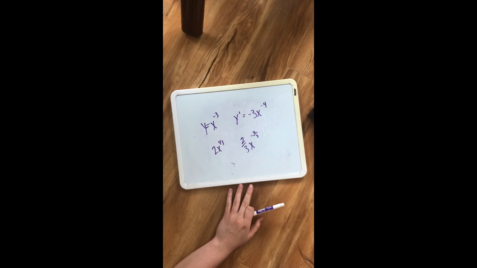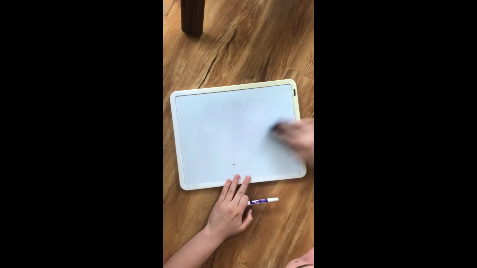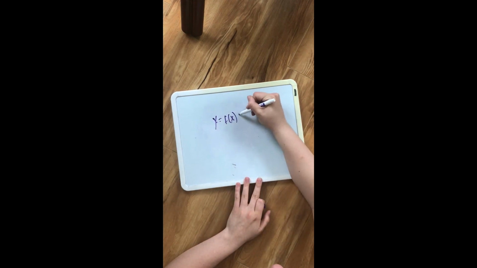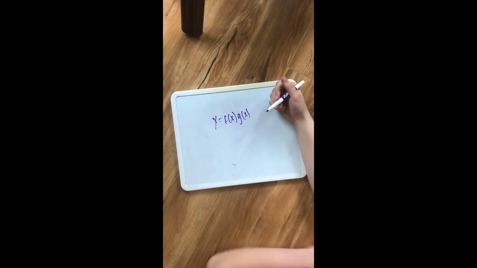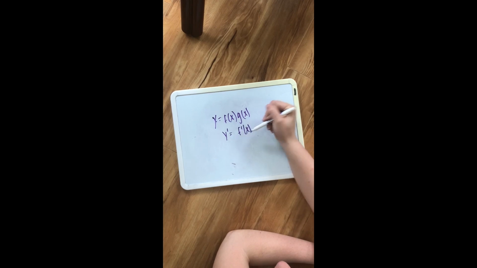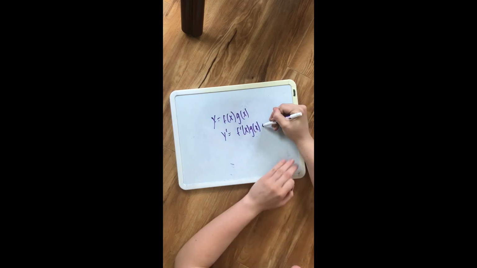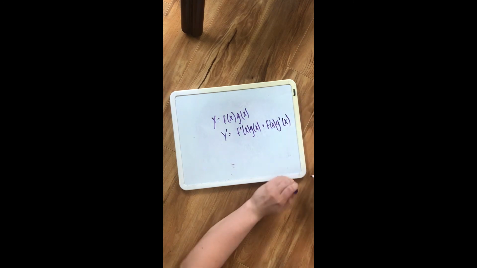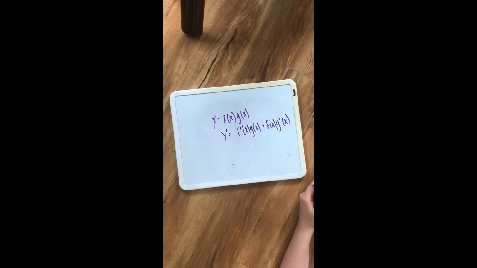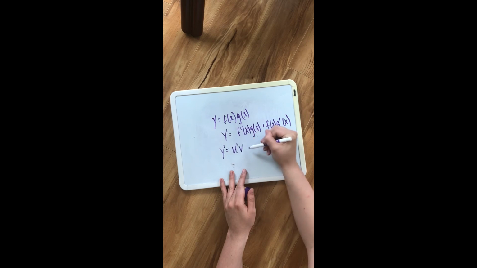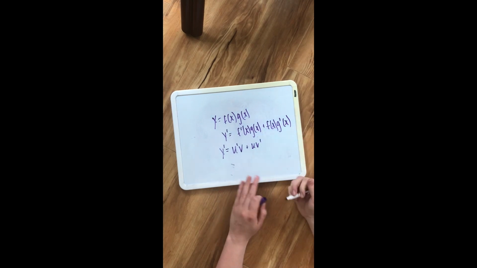Next is the product rule, which allows us to find the derivative of two functions multiplied together. Let's take y equals f of x times g of x, for example. Y prime would be equal to f prime of x times g of x, plus f of x times g prime of x, which can also be denoted as y prime equals u prime v plus u v prime.